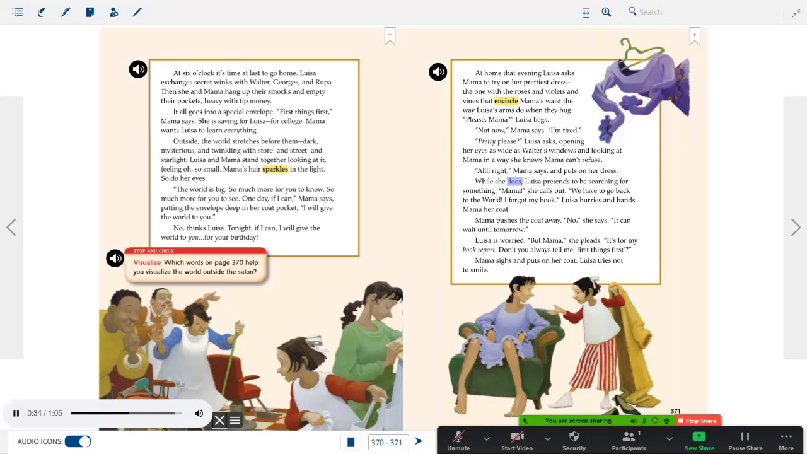While she does, Louisa pretends to be searching for something. "Mama," she calls out, "we have to go back to the world. I forgot my book." Louisa hurries and hands Mama her coat. Mama pushes the coat away. "No," she says, "it can wait until tomorrow." Louisa is worried. "But Mama," she pleads, "it's for my book report. Don't you always tell me first things first?" Mama sighs and puts on her coat. Louisa tries not to smile.